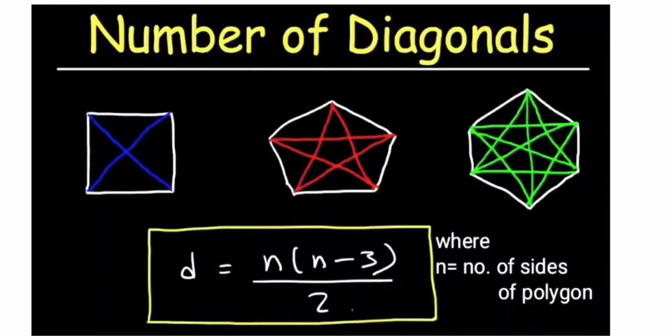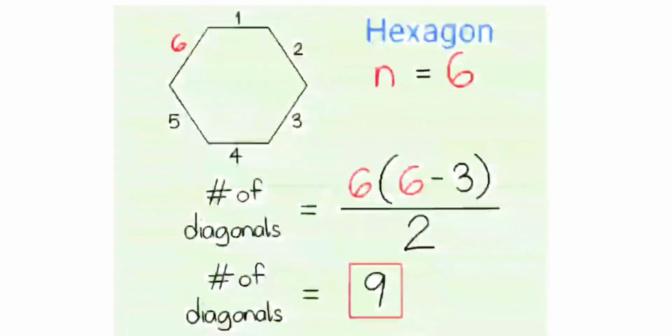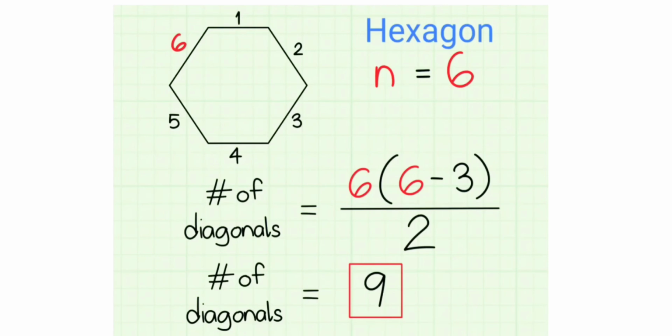Next is the number of diagonals of a polygon. d equals n times (n minus 3) divided by 2, where n is the number of sides of the polygon and d is the number of diagonals of the polygon. This is the formula to find the number of diagonals of a polygon. For example, consider a hexagon where n equals 6 because the sides are 6. So the number of diagonals d equals n(n minus 3)/2, that is 6 into (6 minus 3) by 2. When it is cancelled out, we get d equal to 9. So the number of diagonals of a hexagon is 9.